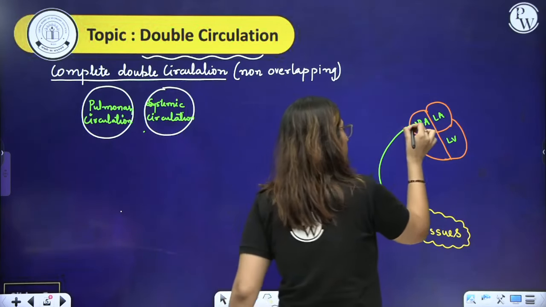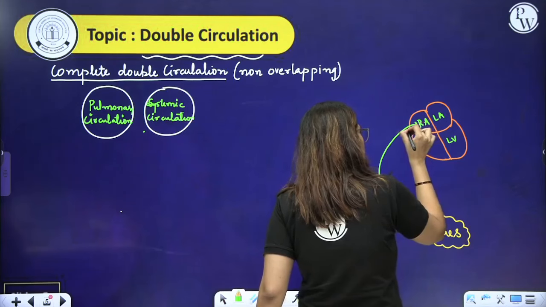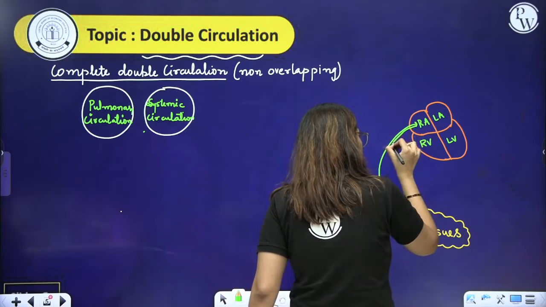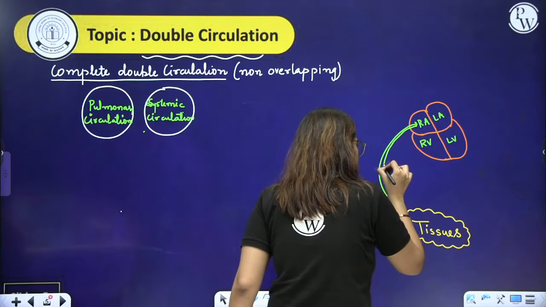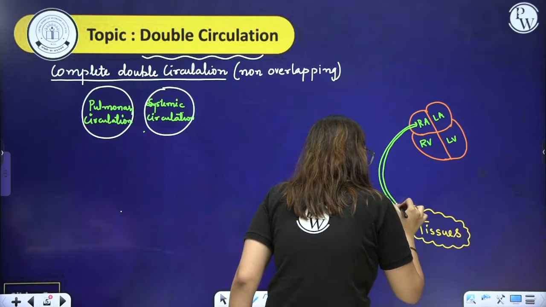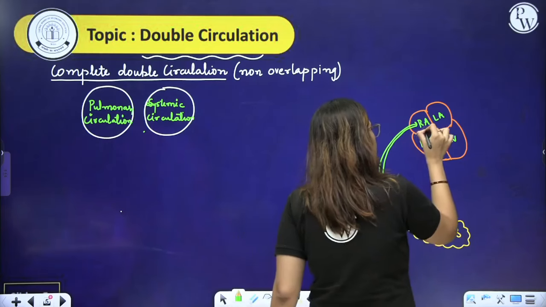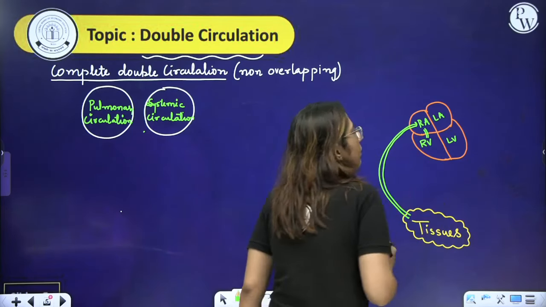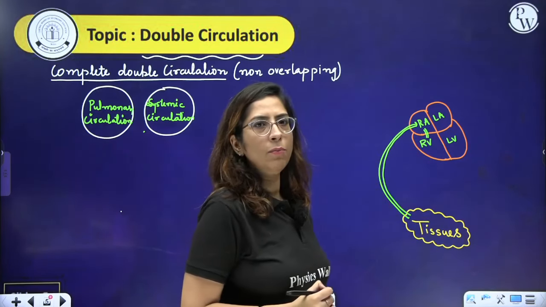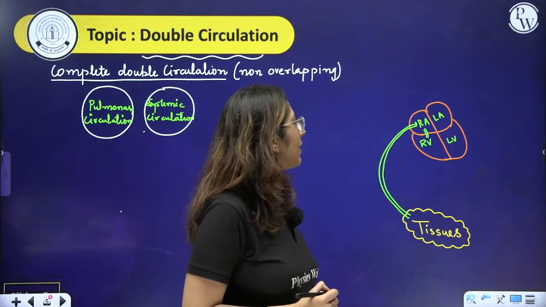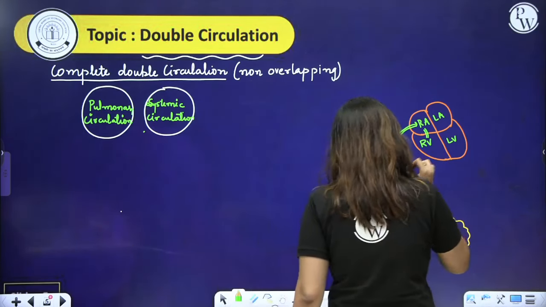So this is how a vein looks like. Clear? So it goes like this. Here we have the tricuspid valve, which allows the movement of blood from the right atria to the right ventricle.